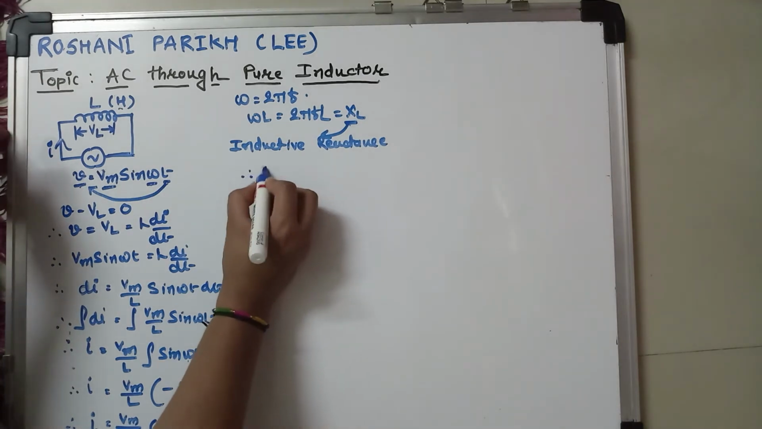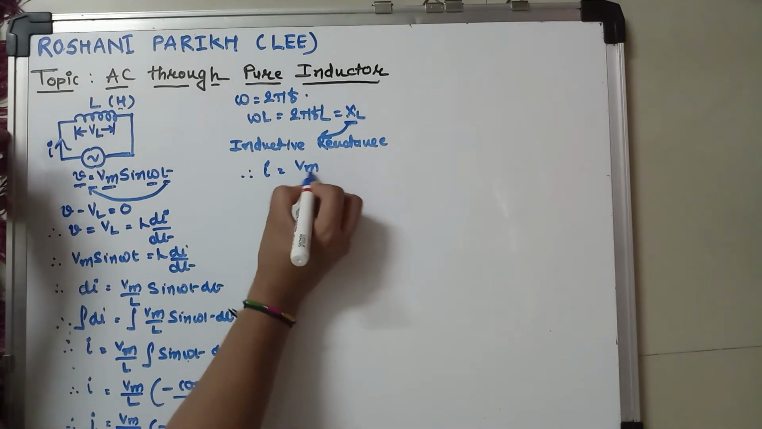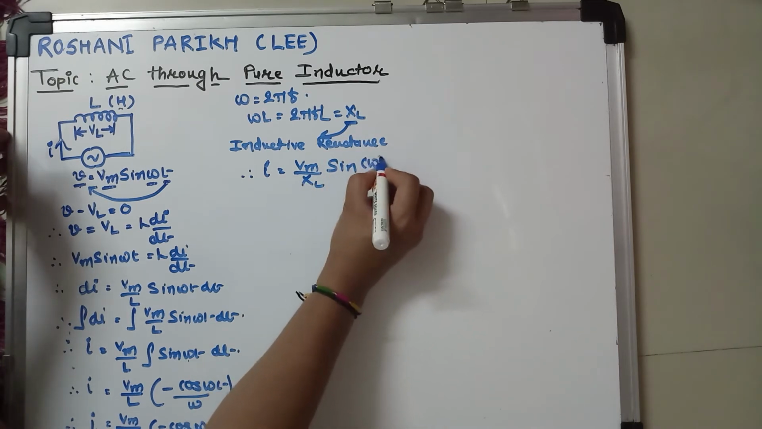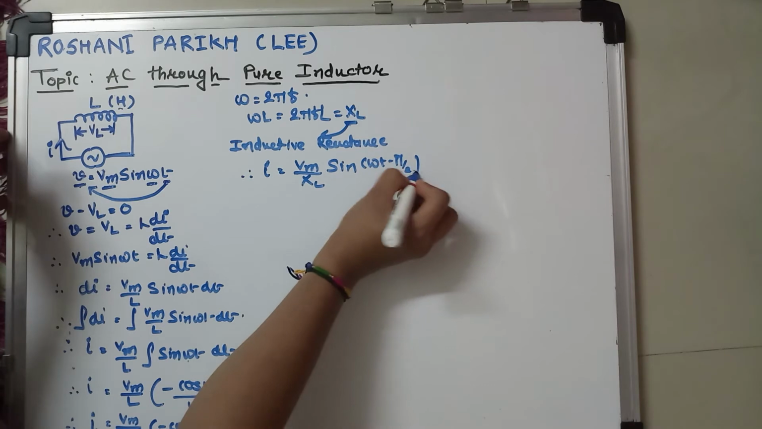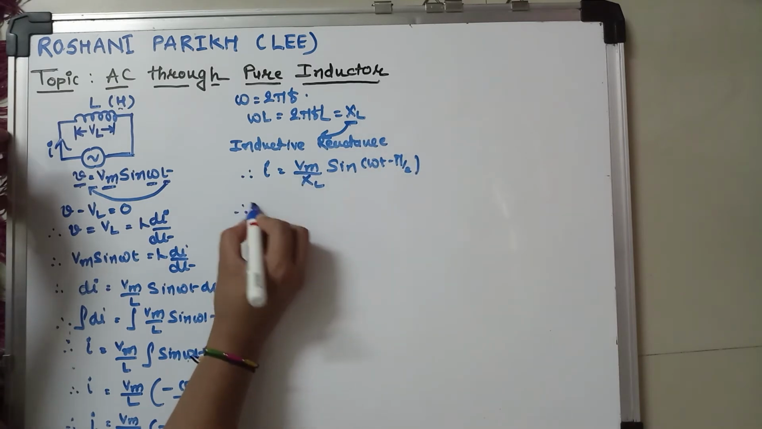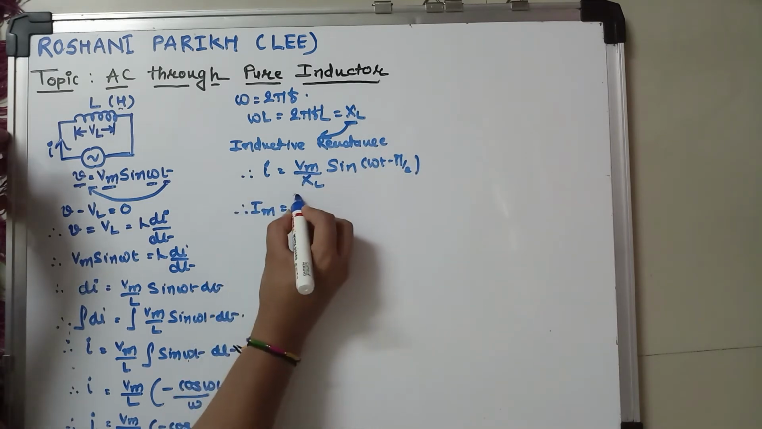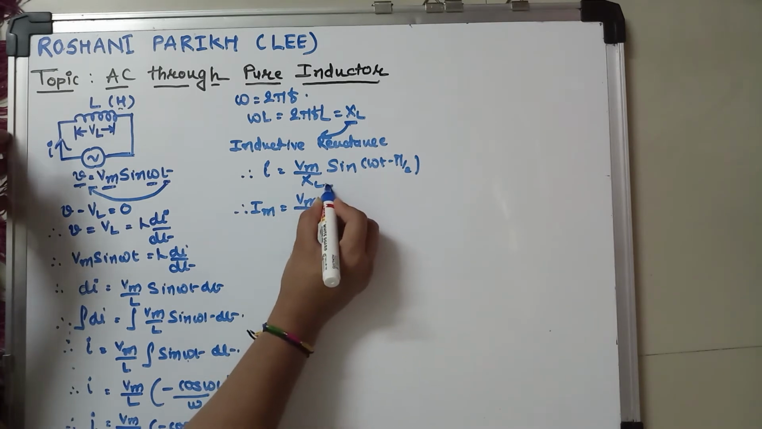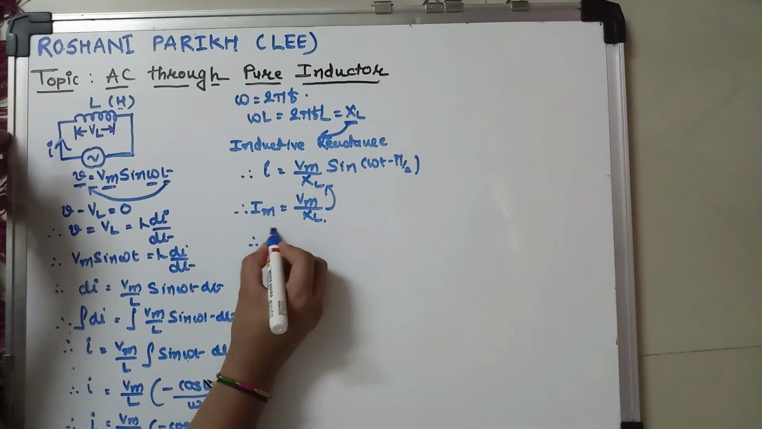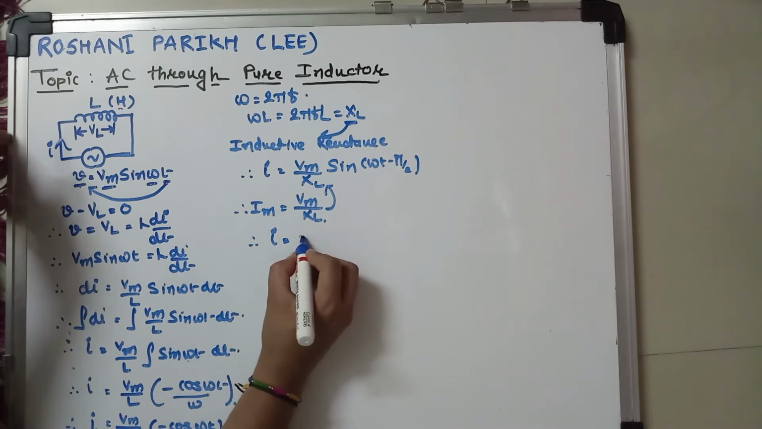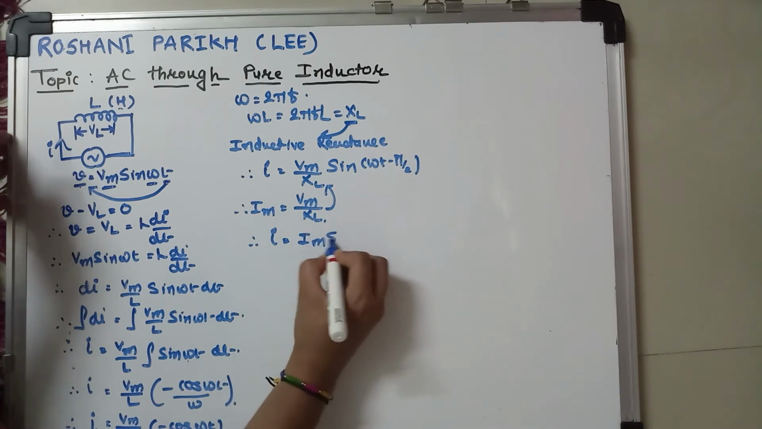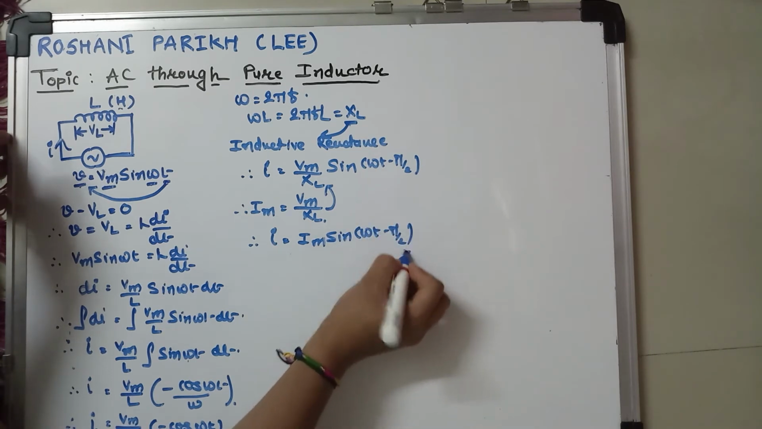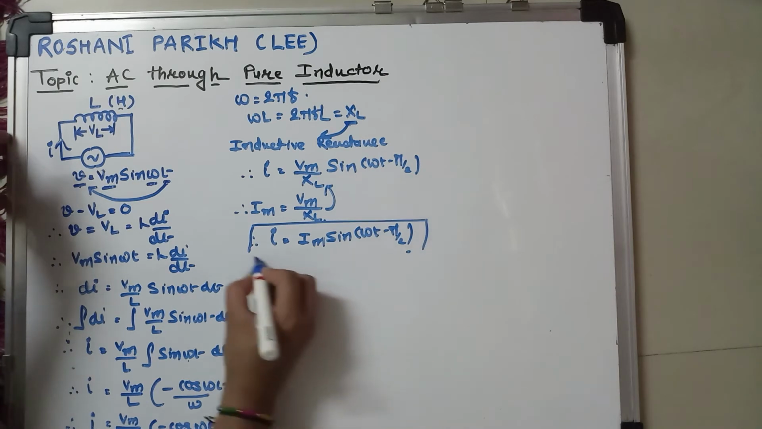So I is equal to Vm by XL sin omega t minus pi by 2. And what is Vm by XL? So Im, the maximum current, is equal to Vm by XL. So put this value here. Finally you will get the equation for I is equal to Im sin omega t minus pi by 2. It is the equation for the current.